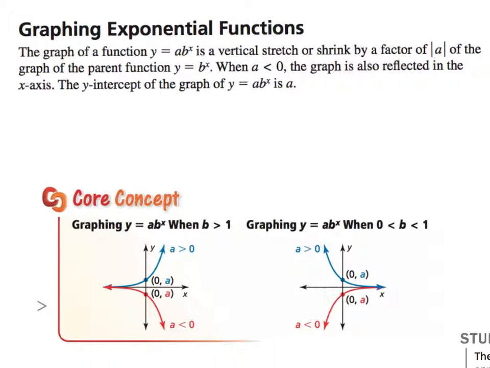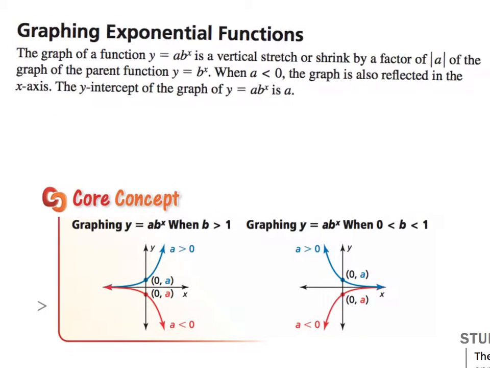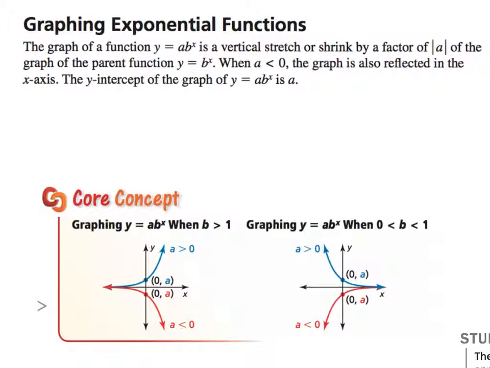The next thing we're going to talk about is graphing exponential functions. Now, the graph of a function that's in this form is a vertical stretch or shrink by the factor of the absolute value of a of the graph of the parent function. Make note that this is the parent function. Remember, the parent function is your original function.